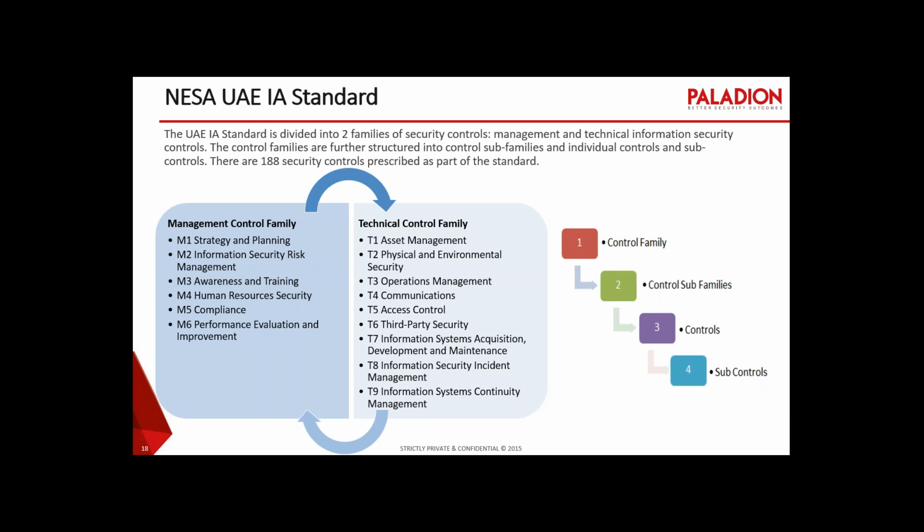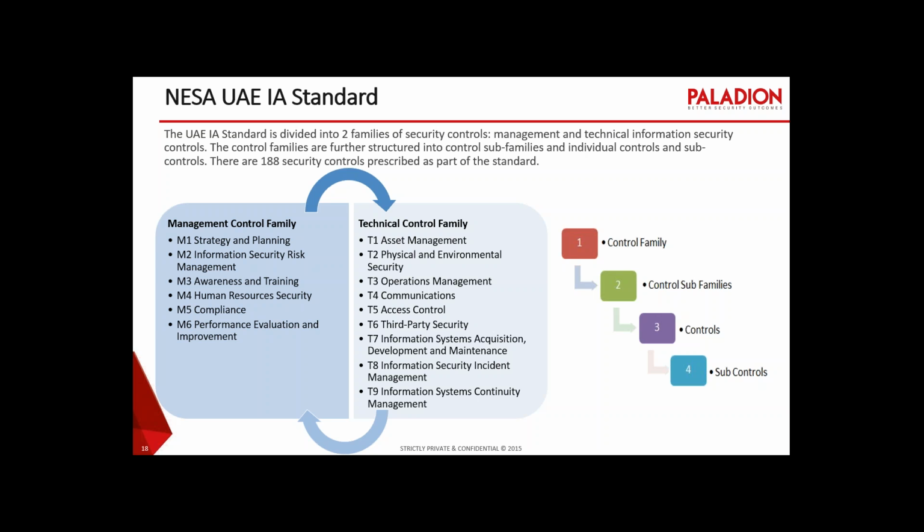Under the management control family, there are 6 different families, and then under the technical control family, there are 9 different families of control. So the 6 different families of controls are strategy and planning, information security risk management, awareness and training, human resource security, compliance requirements, performance evaluation and improvement.